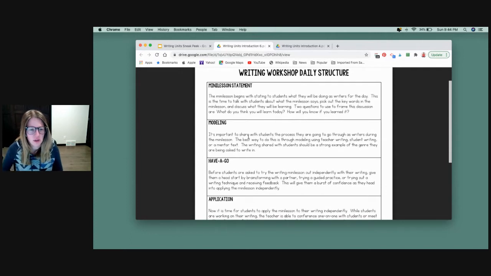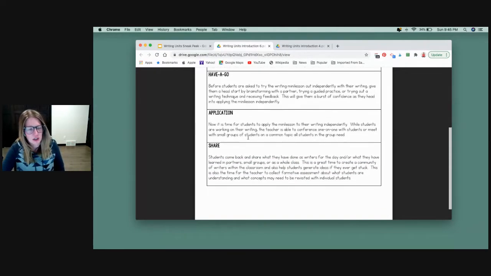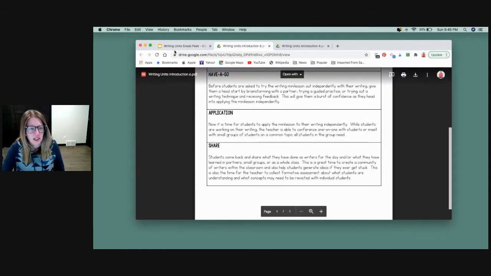Next, you move into the have a go, and you're releasing that out to students, where students are getting a head start on what they're being asked to do in their application for the day. Possibly they're working with a partner and getting some feedback. And then comes the application time, where students are actually applying that writing mini lesson to their own writing. The share, I think, is a really important part of writing workshop, coming back and creating that community of writers and having students share out their ideas. That also sometimes really sparks an idea for somebody else when another student is sharing out an idea. And it's just a fun way to end class, especially with writing.